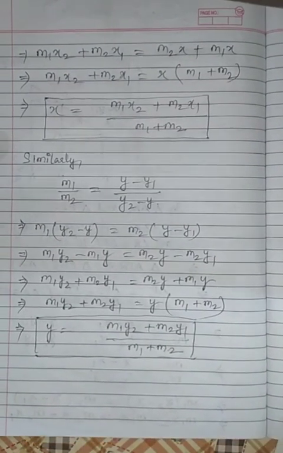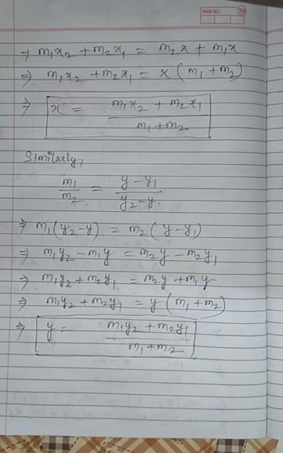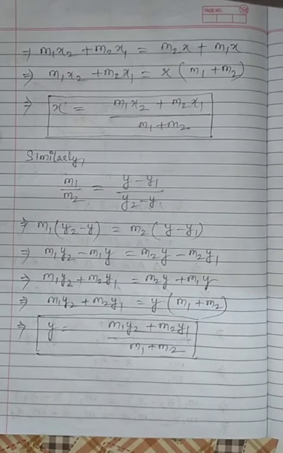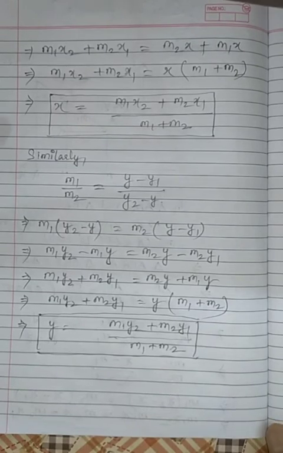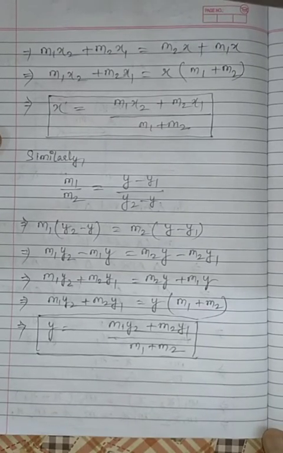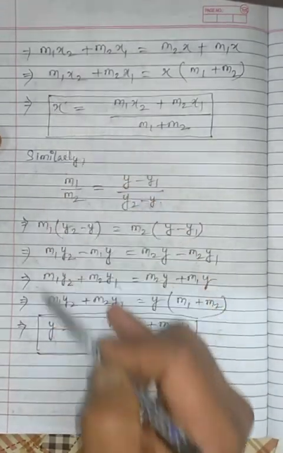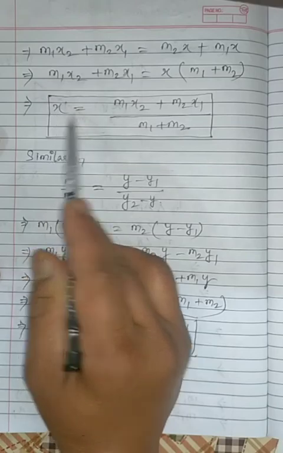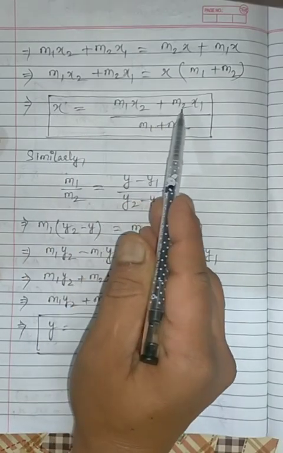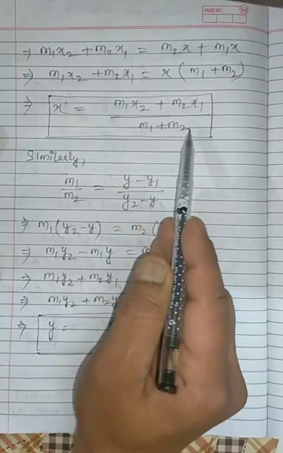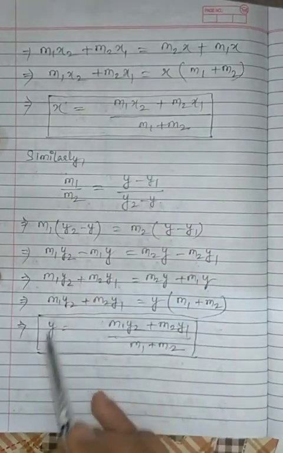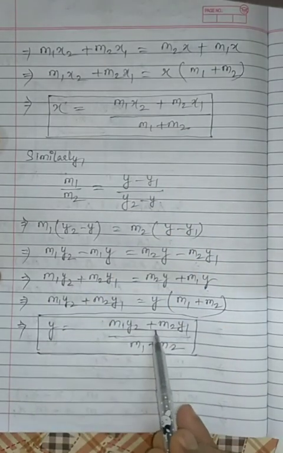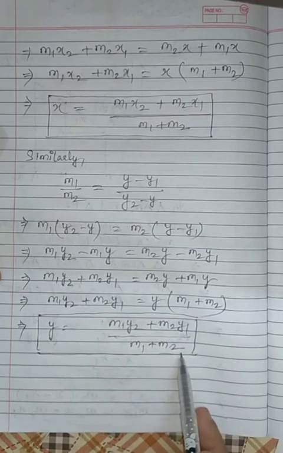So, if we are given a straight line in a Cartesian plane and a point which is dividing that straight line into two parts, in two sections, then for that point, the coordinates x and y can be derived by this formula, which is x is equal to M1 x2 plus M2 x1 upon M1 plus M2, and y is equal to M1 y2 plus M2 y1 upon M1 plus M2.